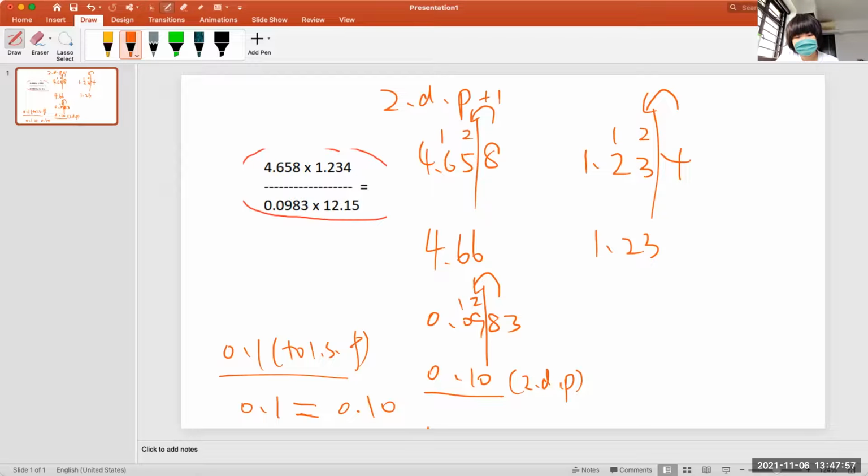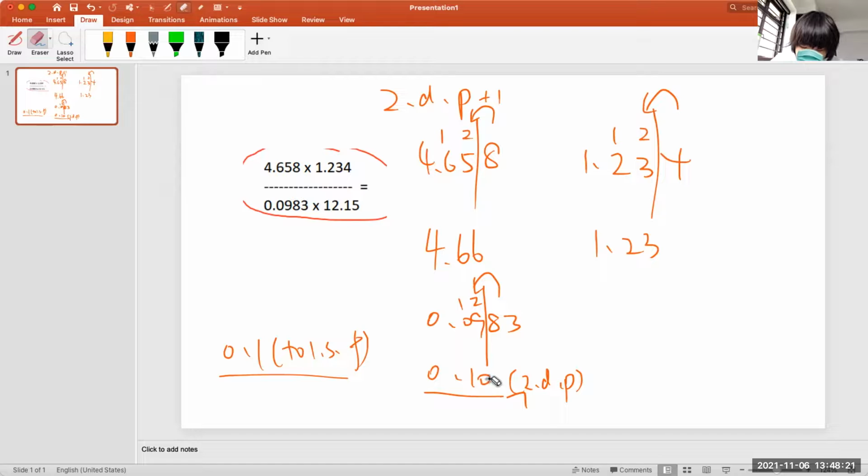0.1 is... and 0. There's a 0 at the back. Correct. The only difference is there is a 0 at the back. This 0 at the back is to fulfill the 2 decimal places. Can you skip the 0 or not? Let's say, I don't want to write the 0. Can you? Because it's not 2 decimal places anymore. Correct. So you need to have a 0 to fill the gap here, or fill the place here.